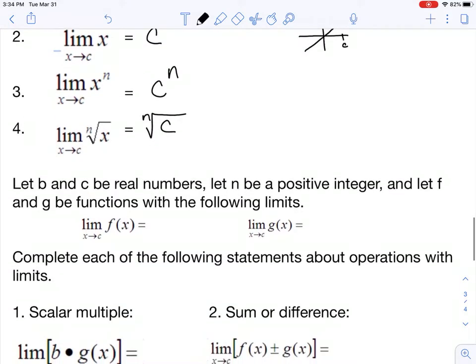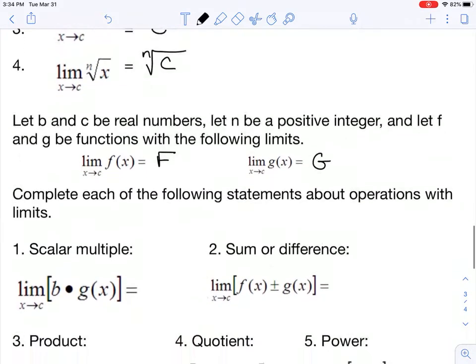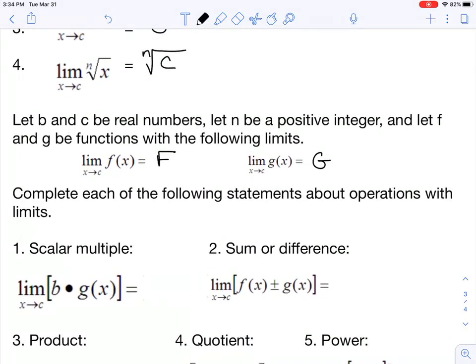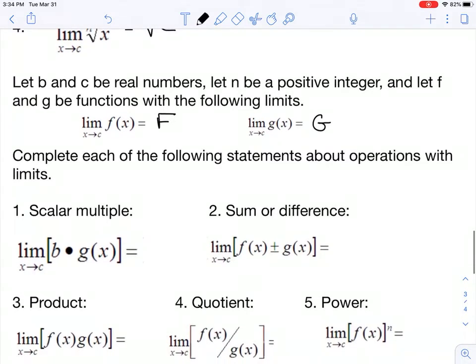So let's say that the limit of the function f is some number f, and the limit of g is some number g. So we found those values, and we know what they are. So there's some interesting things about the addition and subtraction and all the different operations on the limits.